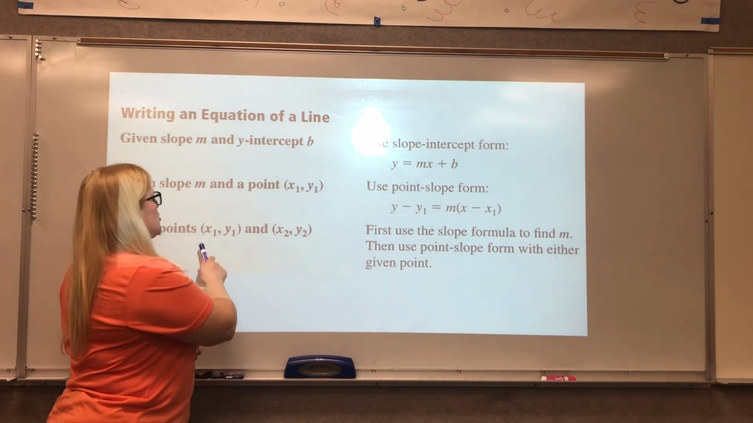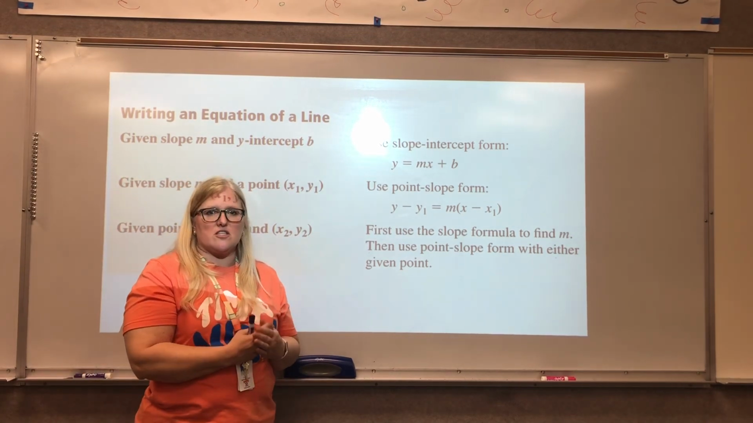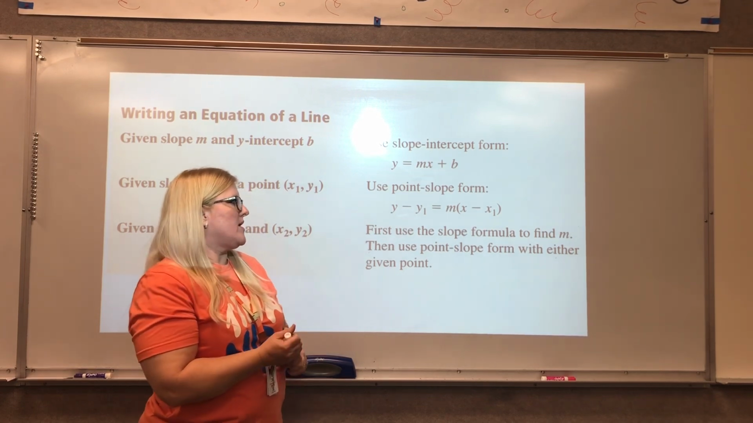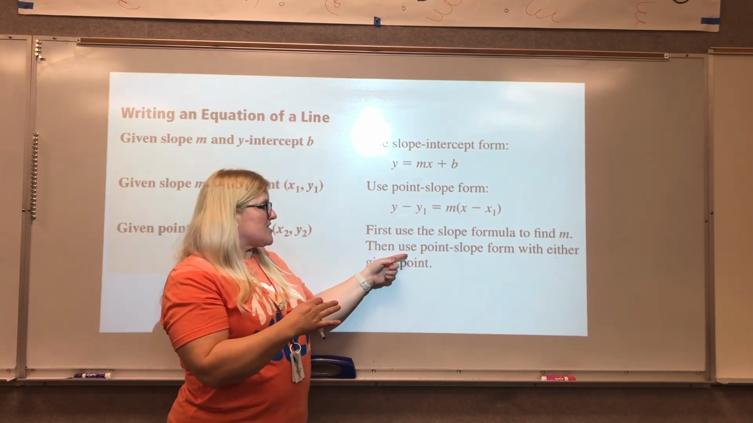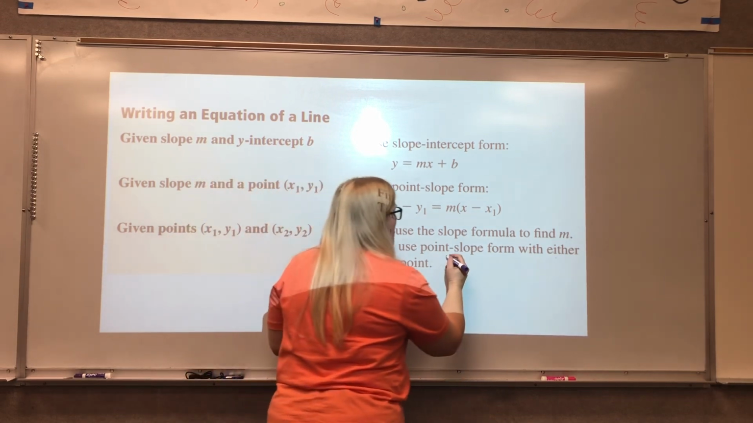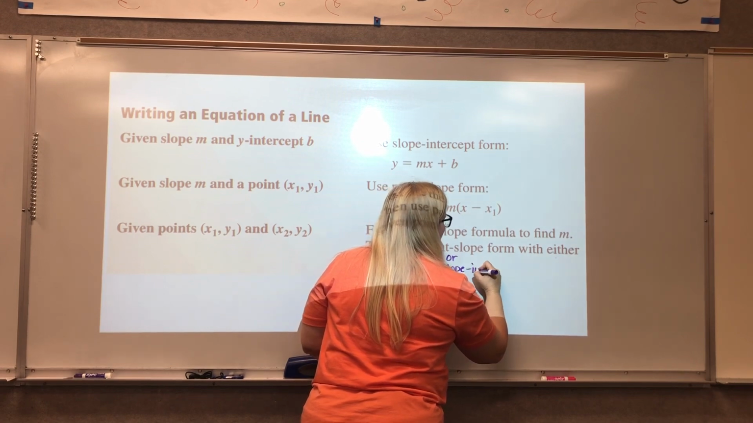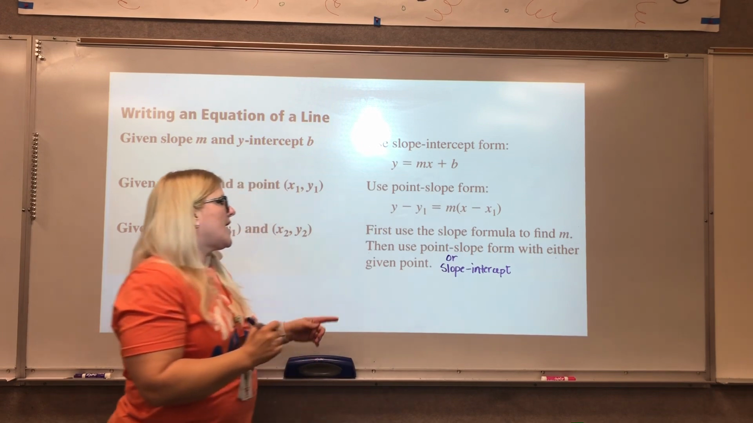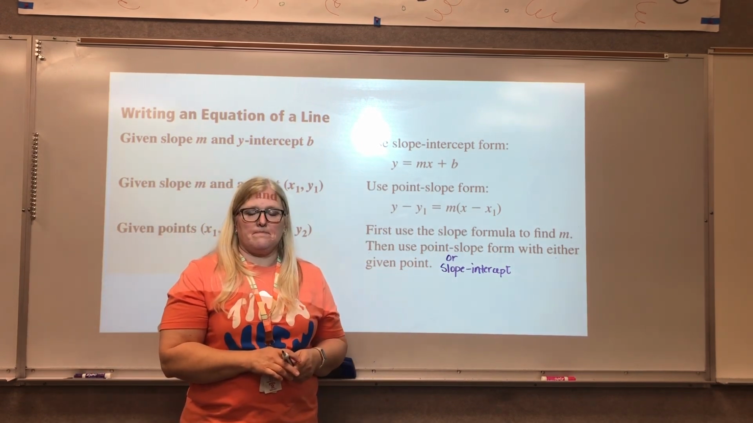Also, if you're given 2 points, you have to find the slope first. You cannot write an equation of a line without the slope. So the first thing you do is find the slope, and then the book says use point-slope form with either given point. I would say use point-slope or slope-intercept form with either of the points.